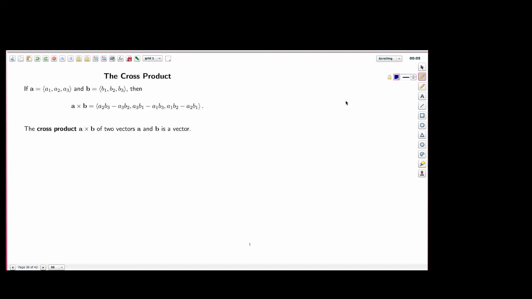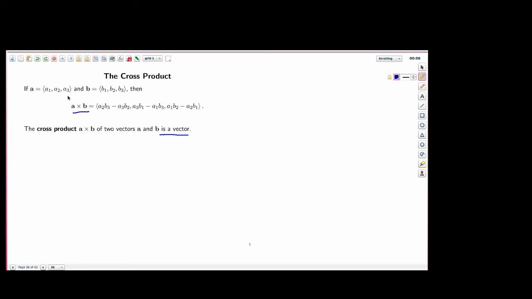In this lesson, we're going to study the cross product, which is another way of multiplying two vectors. In the cross product, when we do A cross B, the result is a vector. Remember, in the dot product, if we do A dot B, the result is a scalar or a real number. The cross product is a way to multiply two vectors and get out a vector.